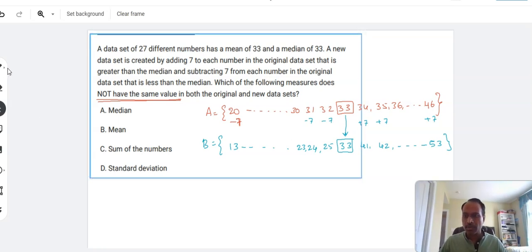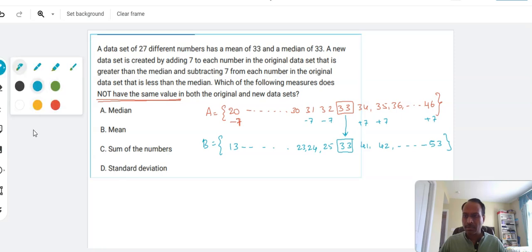Okay, so now we are looking at the hard level SAT math of statistics using Desmos. How this works, let us see.